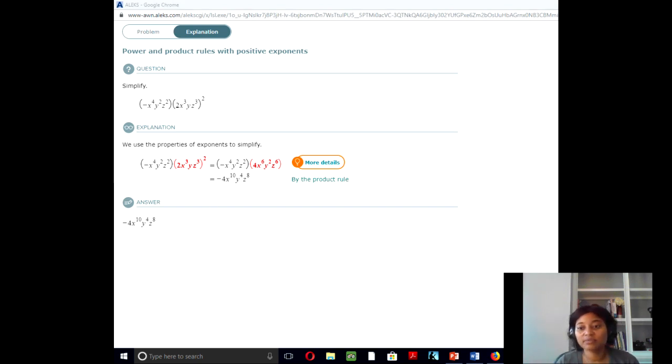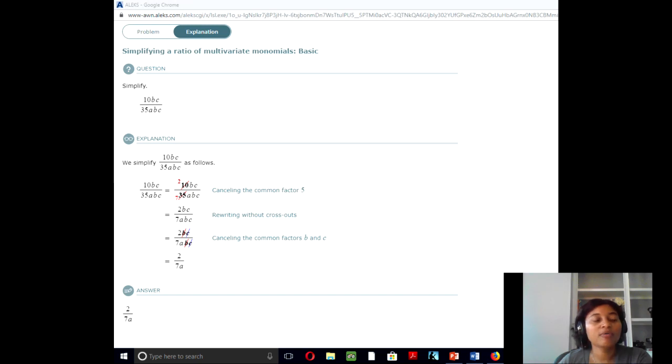Okay, let's move to the next problem. We have to look for a common denominator, and this type of problem is called simplifying a ratio of multivariate monomials. Okay, so here you see we have a division problem. However, when you see a division problem that's written like this and it has the alphabets on the end, what students like to say is, we have to divide. So we divide and subtract.